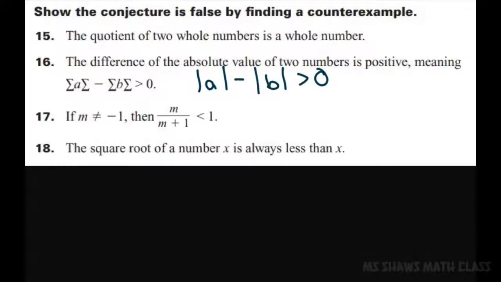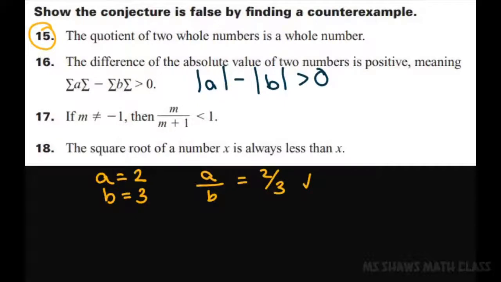Everyone, we're going to show that the conjecture is false by finding a counterexample. So it says the quotient of two whole numbers is always a whole number. So let's pick two whole numbers. I'll let A equal 2 and B equal 3. If you divide these two, you get 2 divided by 3, and that is not a whole number. So that one was pretty easy.